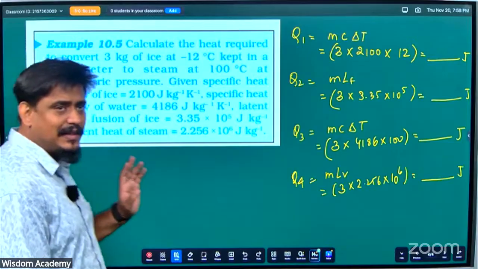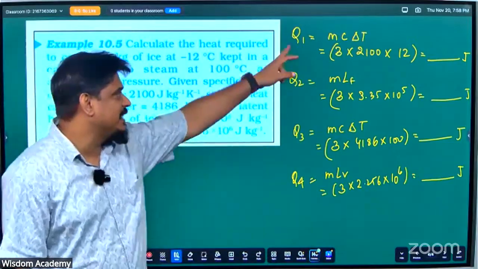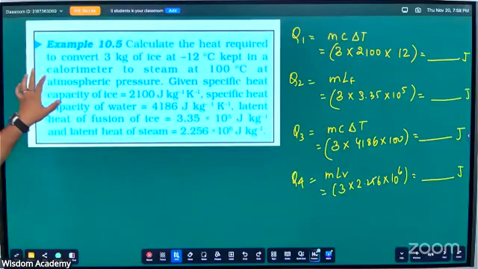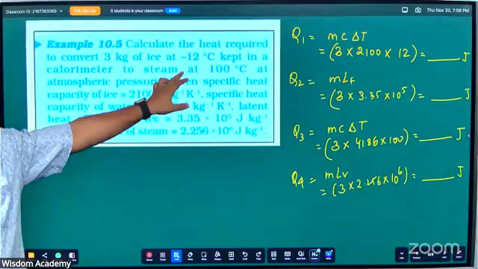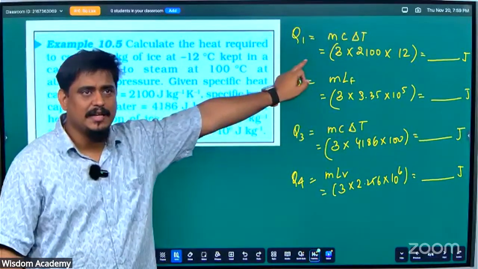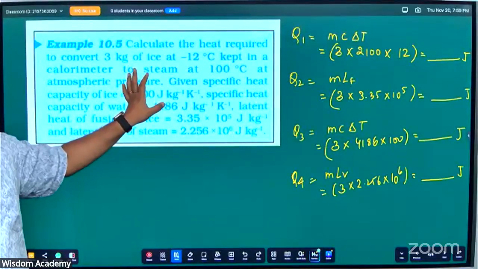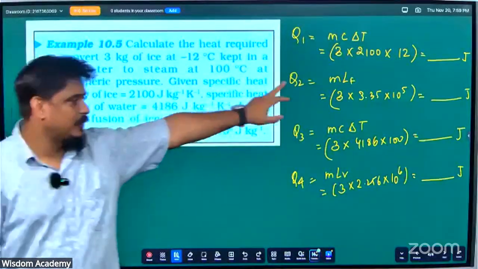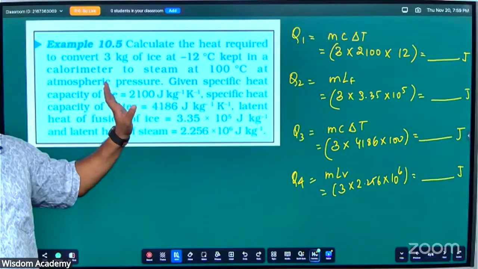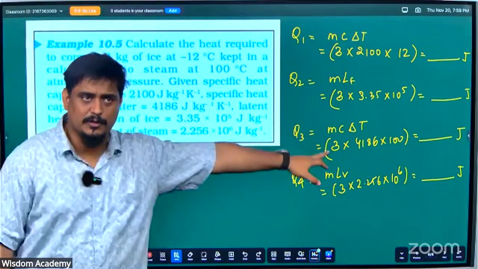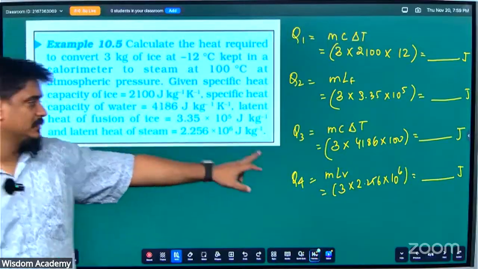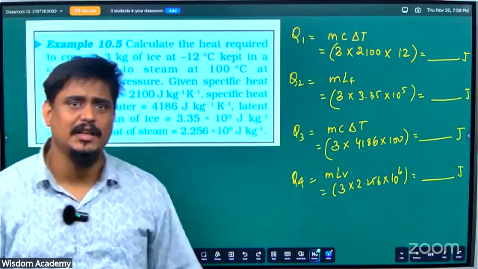So I hope it is clear to you how and why I am doing MC delta T, MLF, MC delta T, MLV. First, minus 12 degree of ice has to become 0 degree of ice. We are using this formula. Then 0 degree of ice should become 0 degree of water. This formula. 0 degree of water should become 100 degree of water. This formula. Then 100 degree of water should become 100 degree of vapor. This formula. Just put everything into picture and you will be getting the answer.